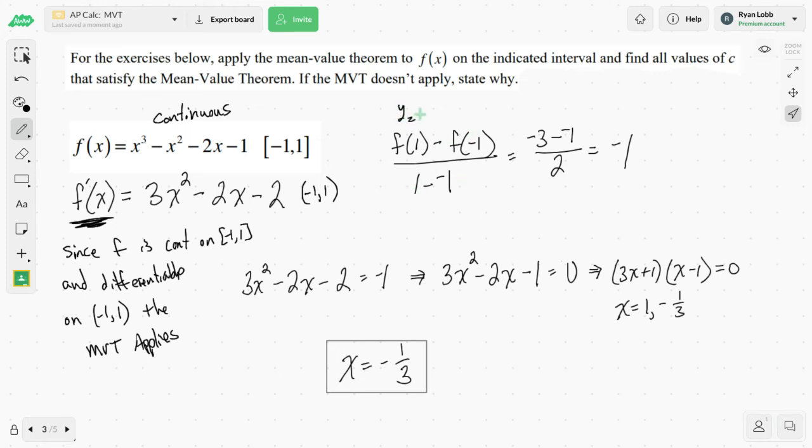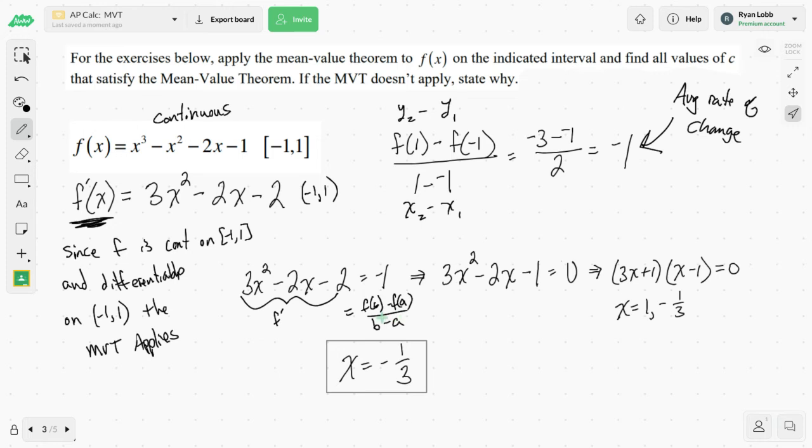This is nothing more than y2 minus y1 over x2 minus x1, the slope between two points. And we come up with an average rate of change of -1. So the average rate of change of that function from -1 to 1 is in fact -1. Then what's guaranteed is that there's some x value where f prime is equal to f of b minus f of a over b minus a. So your instantaneous rate of change f prime is guaranteed to be equal to -1, your average rate of change, for some x value between -1 and 1.